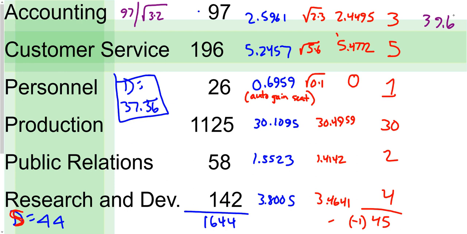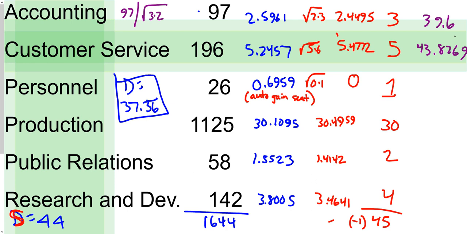And I'm doing this because I have to lose a seat. 43.826. Okay, so what's happening basically, my divisor is sitting at 37 and it has to go up a bit to get the number of seats to drop by 1.